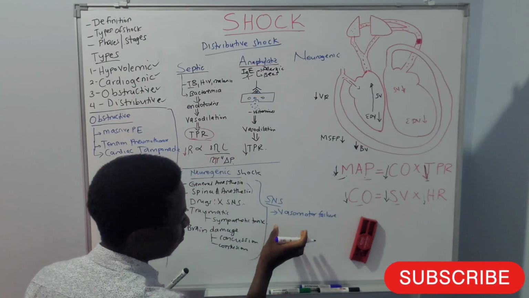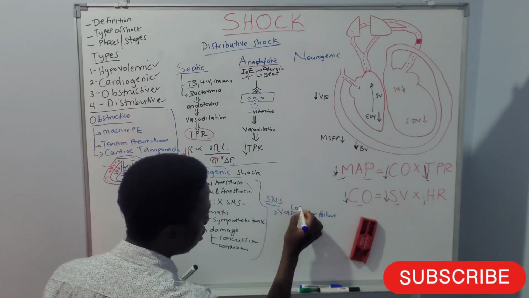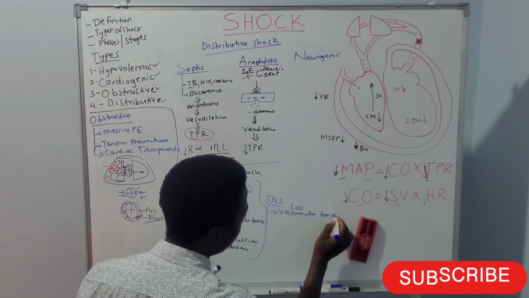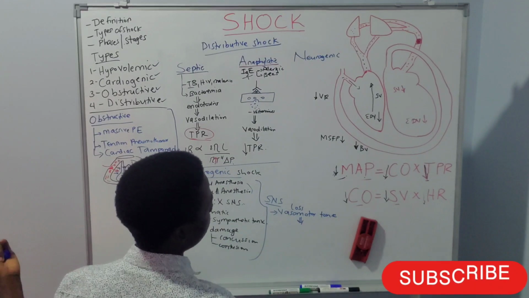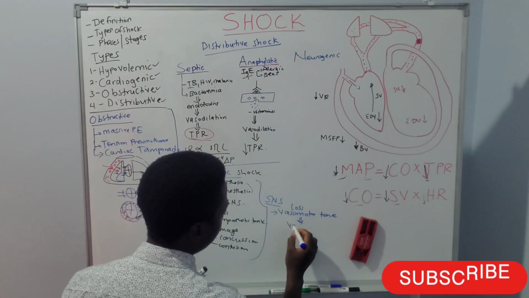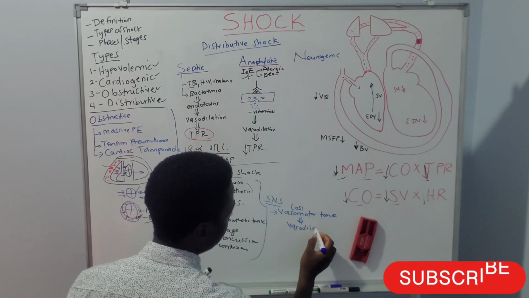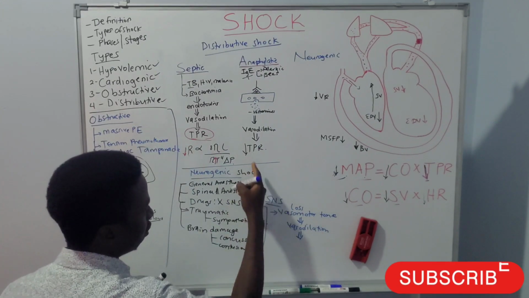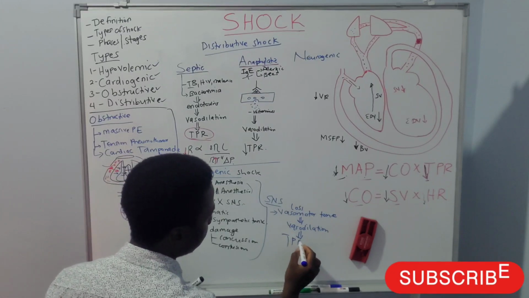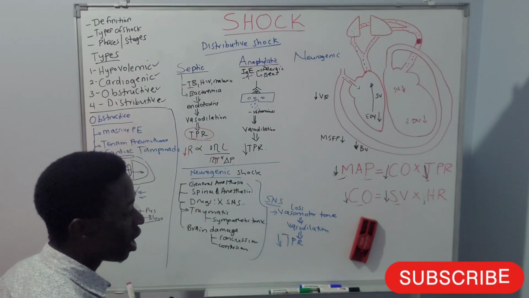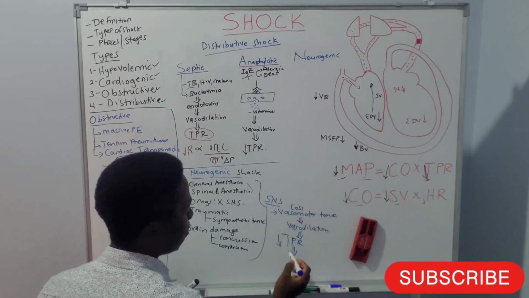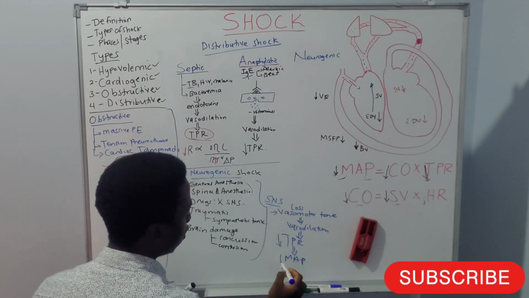So you get this loss of vasomotor tone. When you lose this vasomotor tone, what is going to happen? The vessels are going to dilate. So you're going to get massive vasodilatation, and when you get this massive vasodilatation, like we've seen, your total peripheral resistance is also going to decrease. And when total peripheral resistance decreases, your mean arterial pressure also decreases.